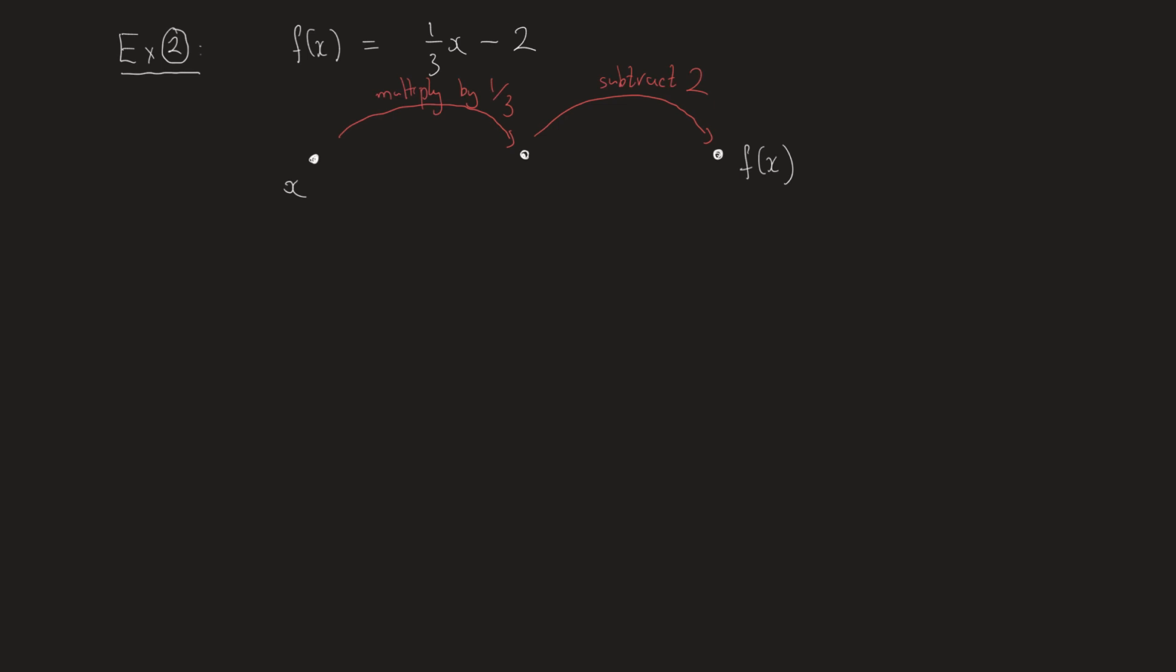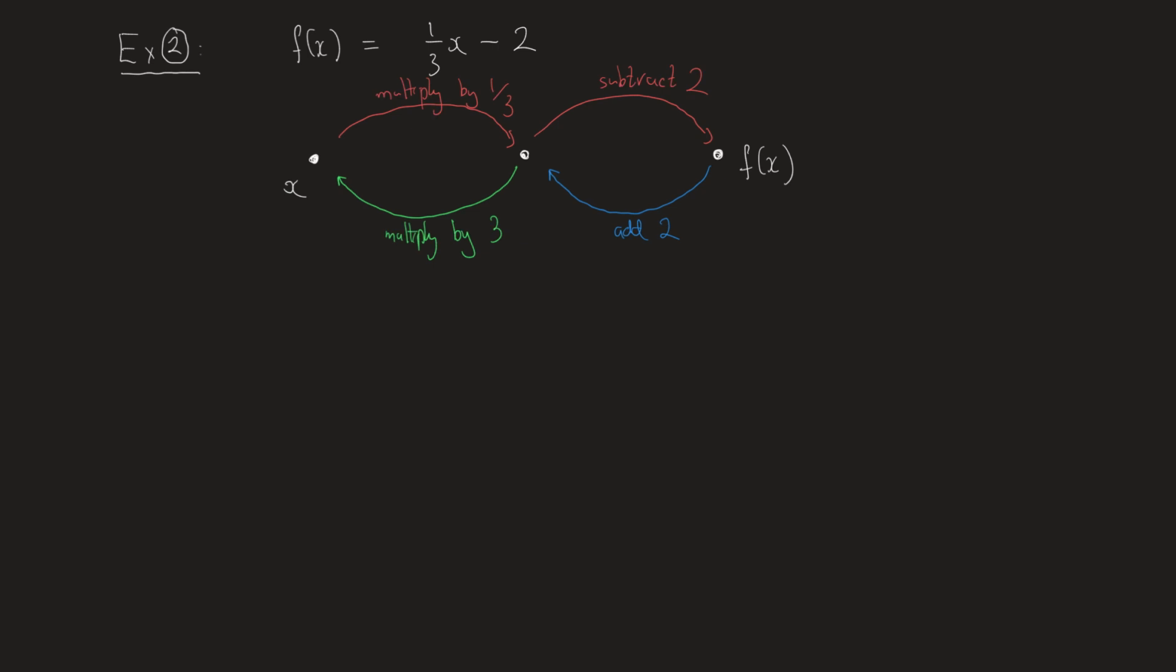Well, if I want to undo this function, reverse the effect, I just need to reverse each of these steps in turn. So how do I undo subtracting 2? Well, quite simply, I just add 2. But I'm not done, because I also need to undo multiplying by 1/3. And if I want to undo that, I can simply multiply by 3. Right? Multiplying by 3 and 1/3 undo each other. So I've undone the effect of f.